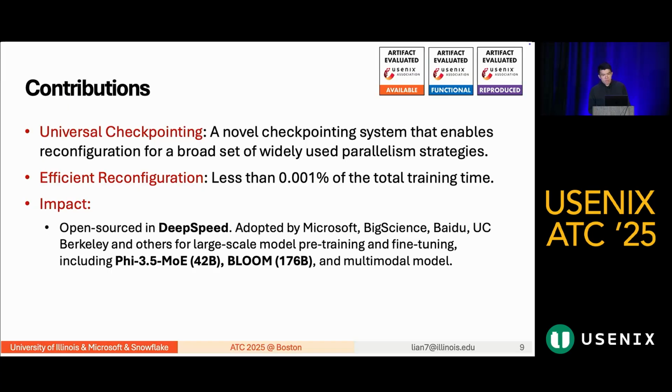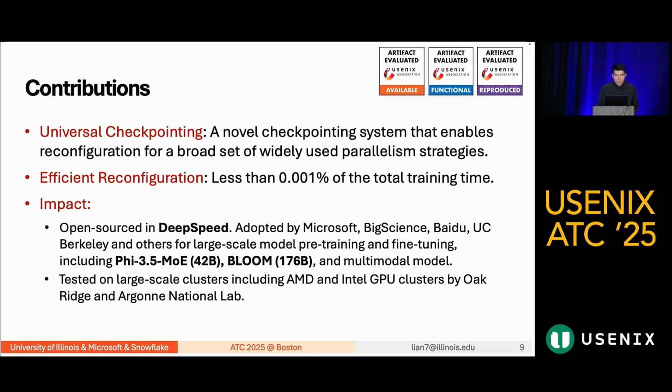Universal Checkpointing has been open sourced in DeepSpeed and adopted by organizations such as Microsoft, BigScience, Baidu, UC Berkeley, and others for large-scale model training, including pre-training and fine-tuning, including Phi-3.5 MoE from Microsoft, Bloom models, and multimodal models. It has been tested on large-scale clusters with thousands of GPUs, including AMD and Intel GPUs, by Oak Ridge National Lab and Argonne National Lab. And it has been selected for presentation at PyTorch and FMS this year.